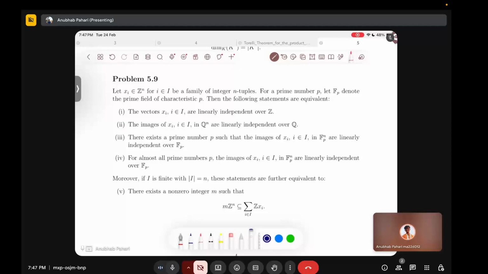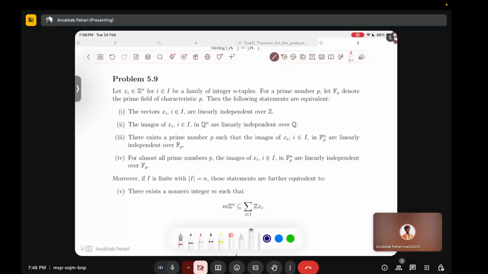Okay, so let us start discussing the problem. Let x_i belong to Z to the power n, for small i belonging to capital I, be a family of integer vectors, and for a prime number small p, let F_p denote the prime field of characteristic p. Then what they say is that the following statements are equivalent.